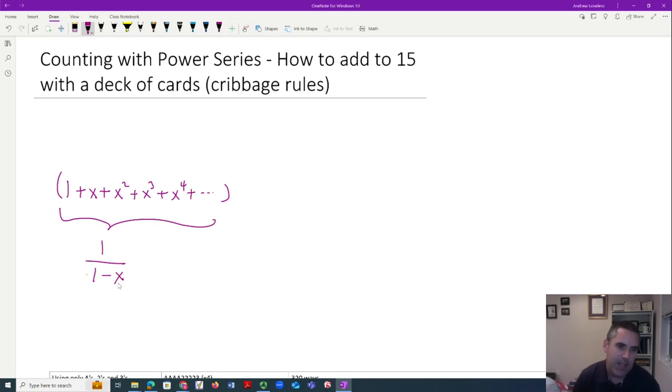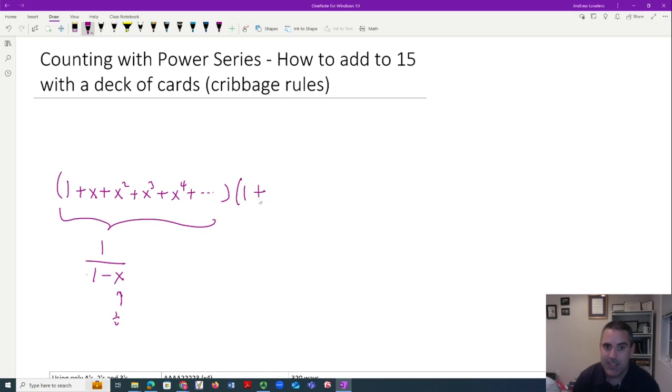For example, this only makes sense if your number is strictly between -1 and 1. If you plug in a half here, it turns out that 1 plus a half plus a fourth plus an eighth plus a 16th adds up to 2, which is equivalent to this.